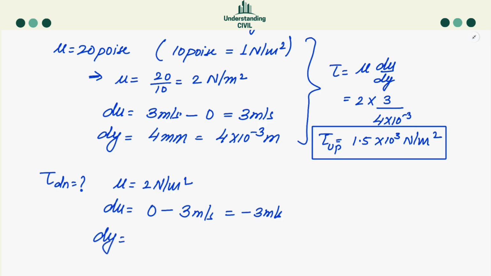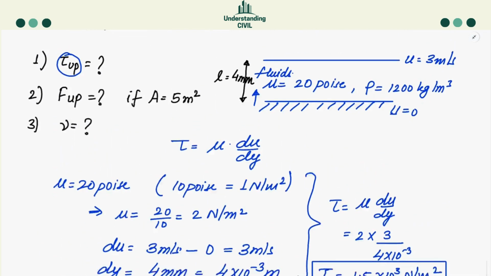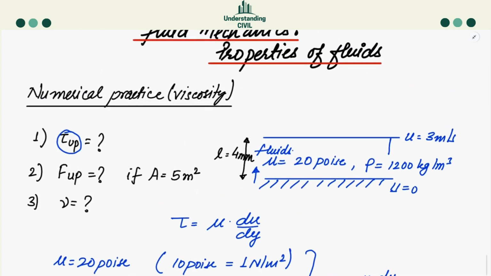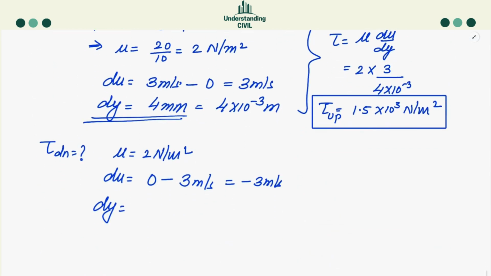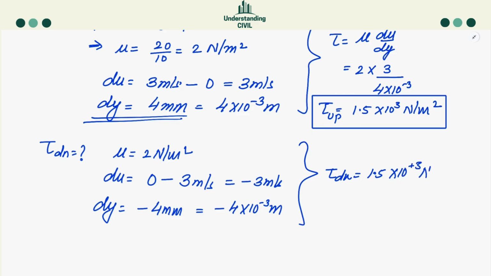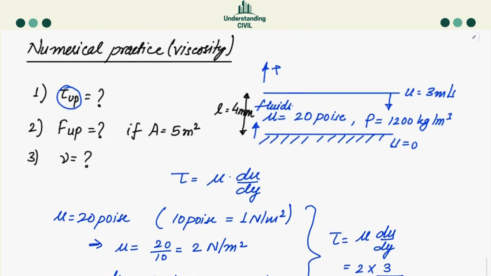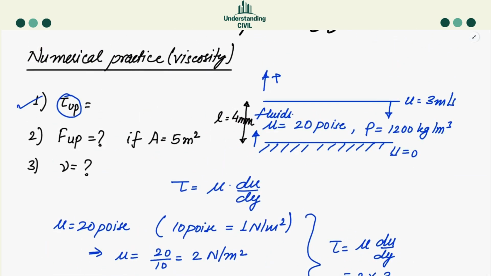Now the distance was earlier measured from the stationary plate to the moving plate. Now we want the shear stress of the stationary plate, so the distance will be measured from the moving plate to the stationary plate. If this direction is considered positive, this is moving in the negative direction, so this will be minus 4 mm, which is minus 4 into 10 raised to the power minus 3 meter. If you solve it again, the minus will cancel out and the shear stress at the down plate will again be 1.5 into 10 raised to the power plus 3 Newton per meter square. Fine. This part is done. So the shear stress on the upper plate is 1.5 into 10 raised to the power 3 Newton per meter square.